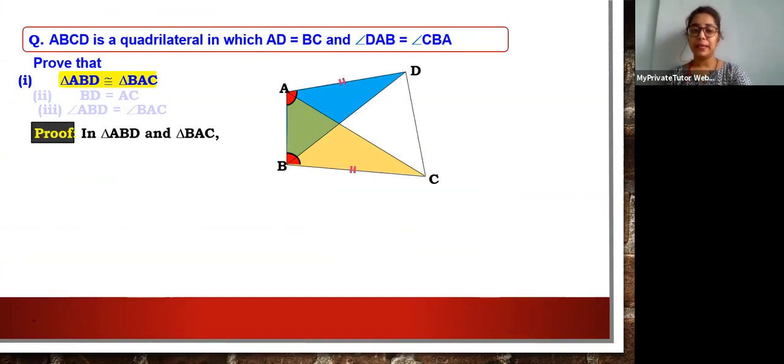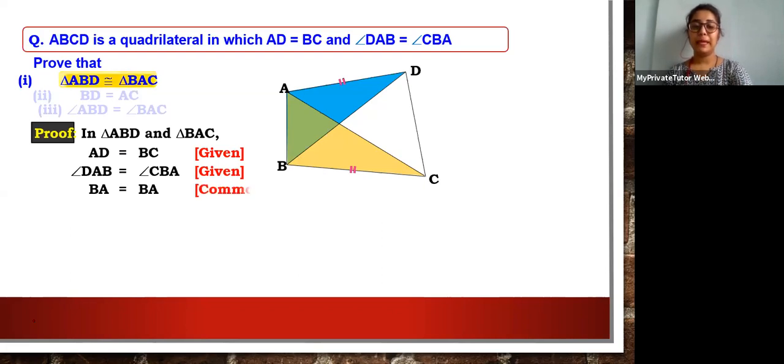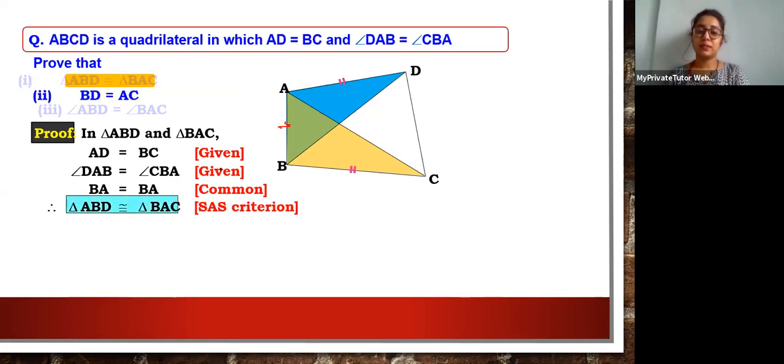In triangle ABD and triangle BAC, AD is equal to BC, which is already given to us. Both of the angles are congruent, again they're equal. That is also given to us. BA is the common side. You can see that BA is present in the blue triangle as well as in the other triangle. Therefore, both of these triangles are congruent by SAS test. Therefore triangle ABD is congruent to triangle BAC.